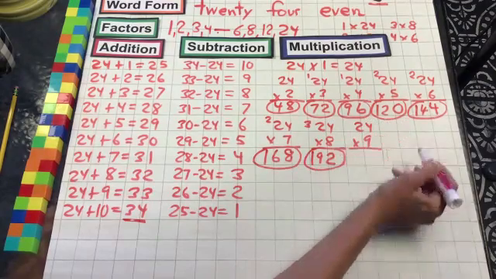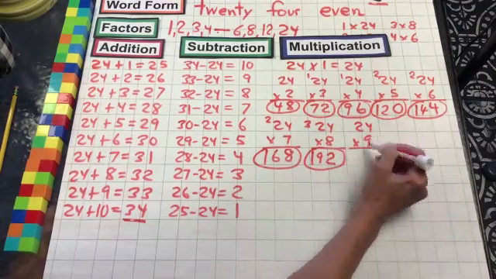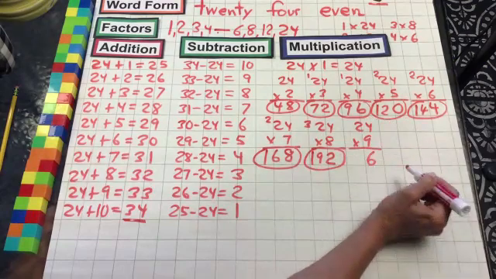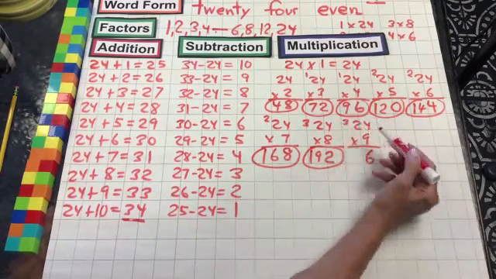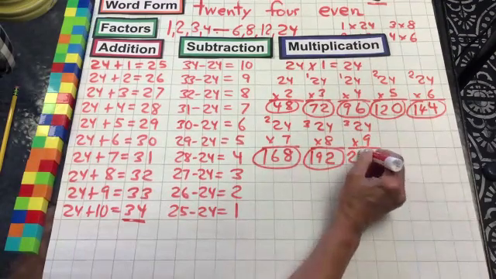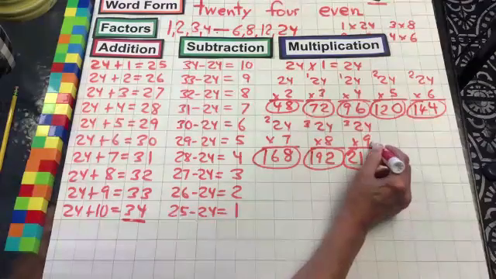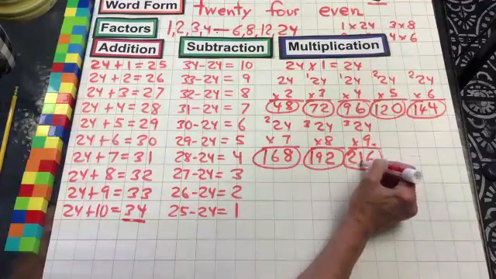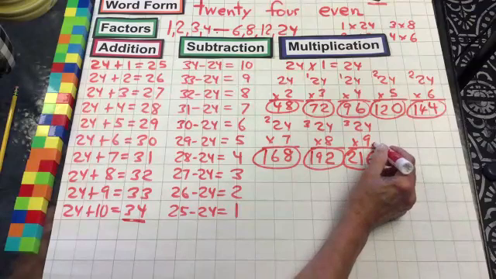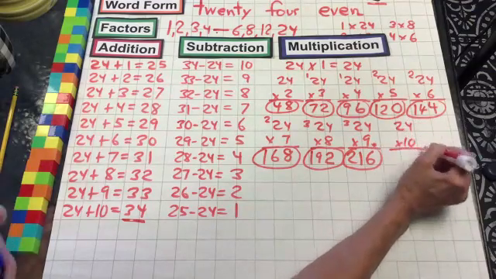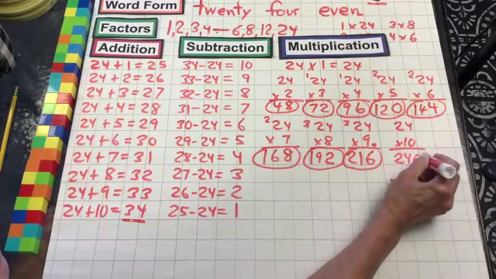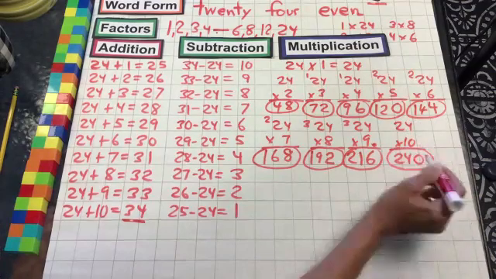9 times 24, 9 24s. 9 times 4 is 36. We drop the 6, carry the 3. 9 times 2 is 18, plus 3 is 21. 216, and we can check our work because this is the 9. 2 plus 1 is 3, plus 6 is 9, so that's correct. And then the last but not least, 24 times 10, any number times 10 is that number with a 0 in the ones place, 240.